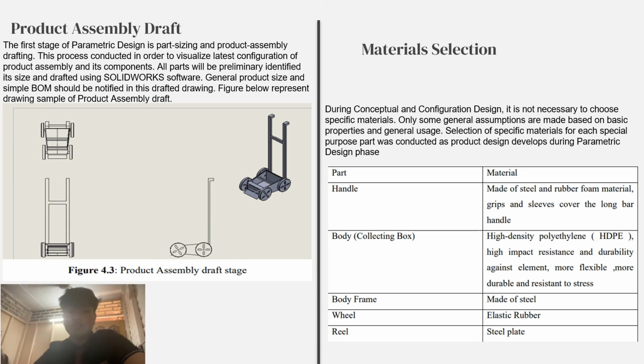For the parts and material for the handle, we will choose steel and rubber foam material for the grip and sleeve cover, and the long bar handle. For the body collecting box, we will use high density polyethylene, which is HDPE. We choose HDPE because it has high impact resistance and durability against the elements, is more flexible, more durable, and resistant to stress. For the body frame, we use steel. For the wheel, we use elastic rubber to make sure that the wheel can move easily. And for the rail, it is steel plate.